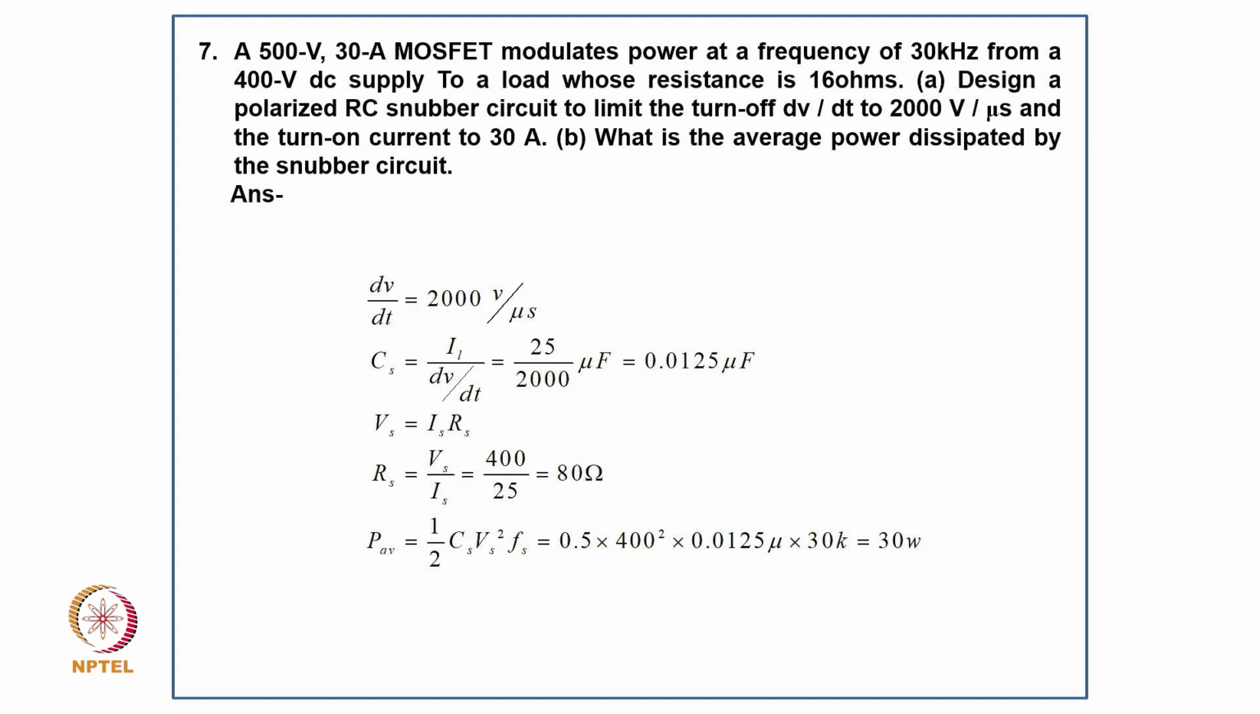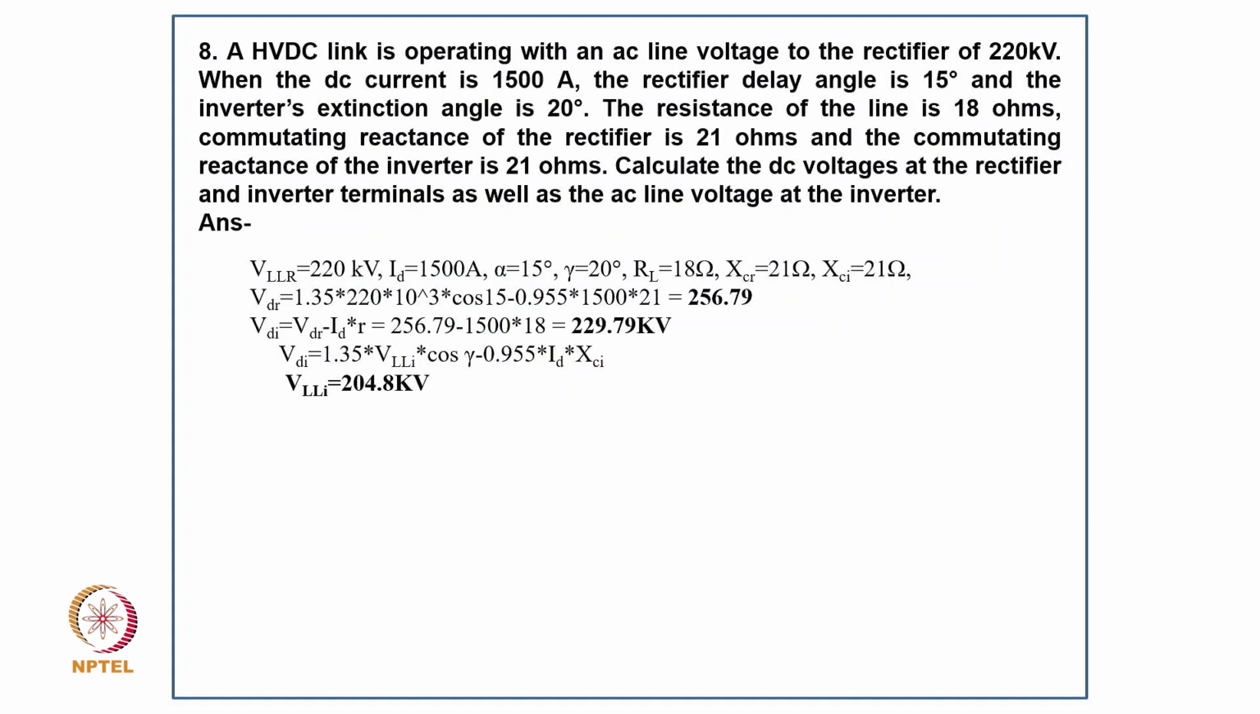So dV by dt is given as 1000 volt per microsecond and CS comes IL upon dV by dt, so it comes 0.0125 microfarad, and VS equal to IS R. RS comes from this 80 ohm, and P equal to half C VS squared f. This comes 30 watt.